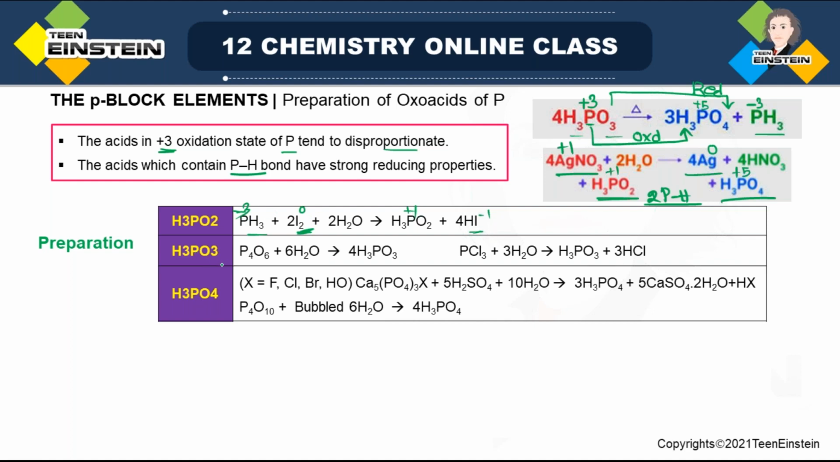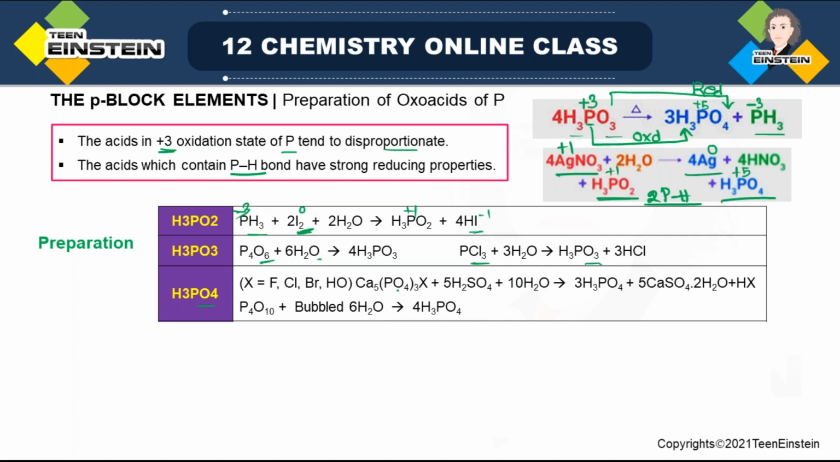Then H3PO3. Now we have taken the oxide of phosphorus, P4O6, in the presence of water. This is actually a hydrolysis reaction because it is a reaction with water, and we are getting H3PO3. Another method is the hydrolysis of phosphorus trichloride, then also you can get the same product. Next oxoacid, H3PO4.